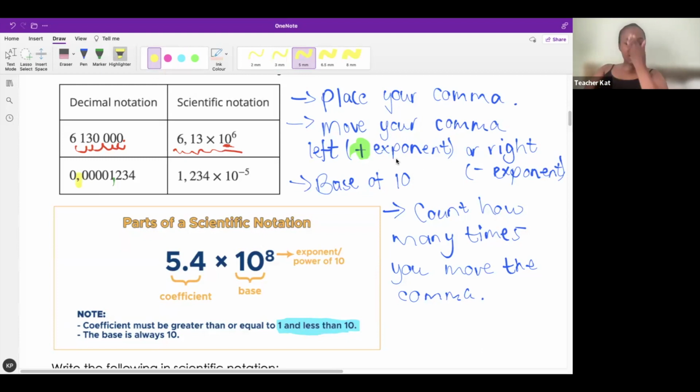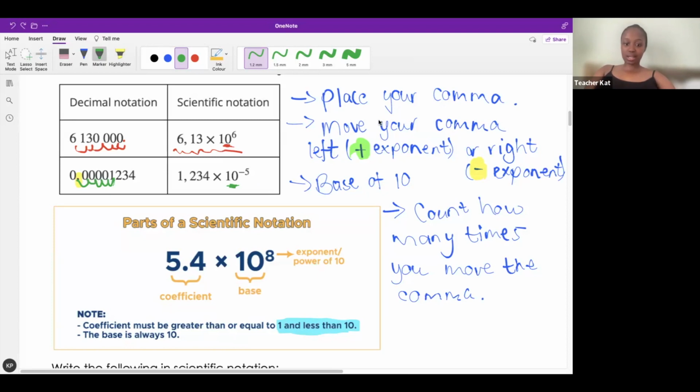And if it's moving to the right, is my exponent positive or negative? If it's moving to the right, thank you, my exponent will be negative. Great, so now we know we have a negative exponent. Next thing, we've placed our base of 10, done. And now we have to count how many times it's moving. It's starting over here, 1, 2, 3, 4, 5. 10 to the negative 5. Beautiful. Okay, anyone have a question? No questions, we're good.